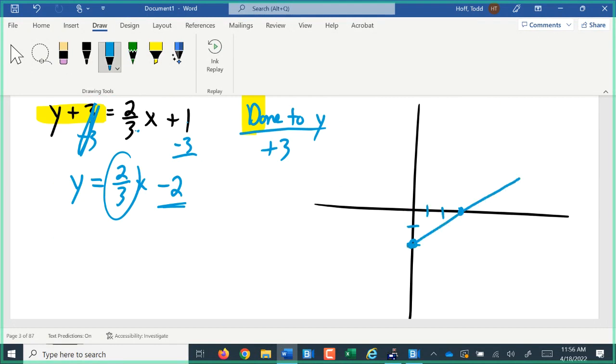And our line goes through those points. We might have 3y equals 6 minus 2x.